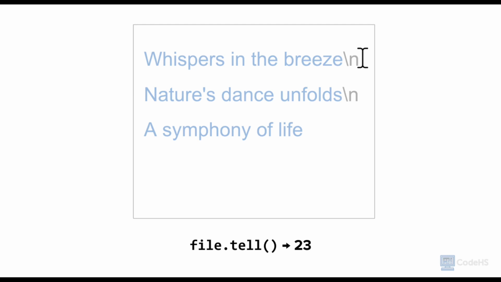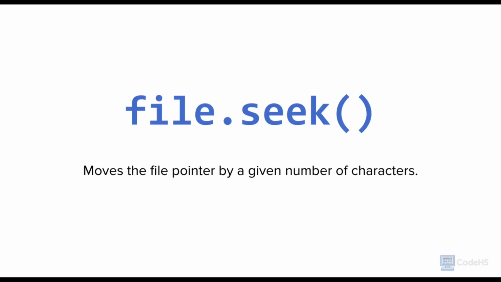If we call the tell method after reading a line from this given file, it returns 23, which includes all of the characters in the line, including numbers, letters, punctuation, spaces, and new line characters. This file contains 64 total characters, including the new line characters. If we call the tell method after reading the entire file, it returns 64, which is also equivalent to the length of the file. The second useful method is the seek method.